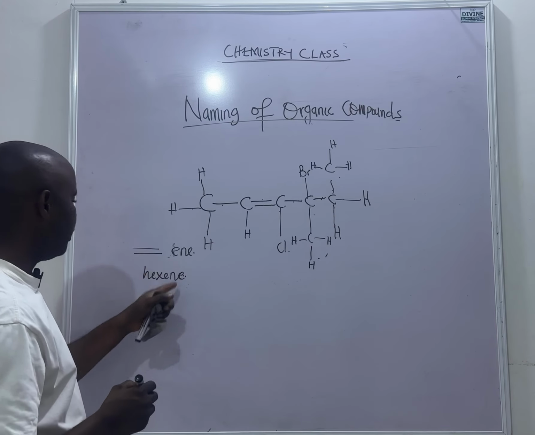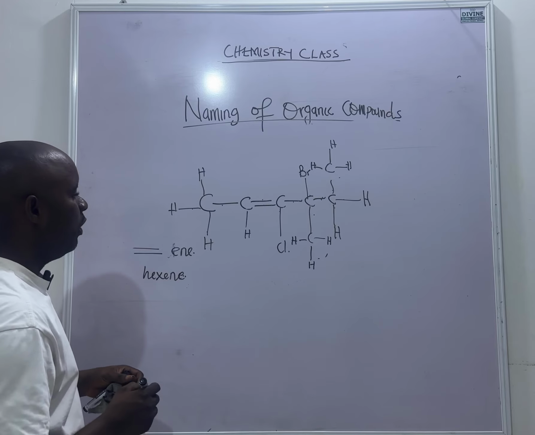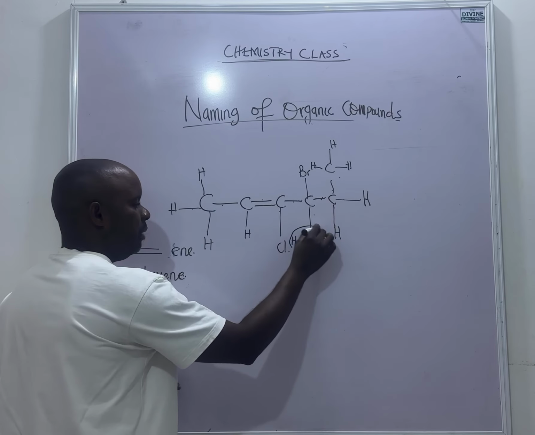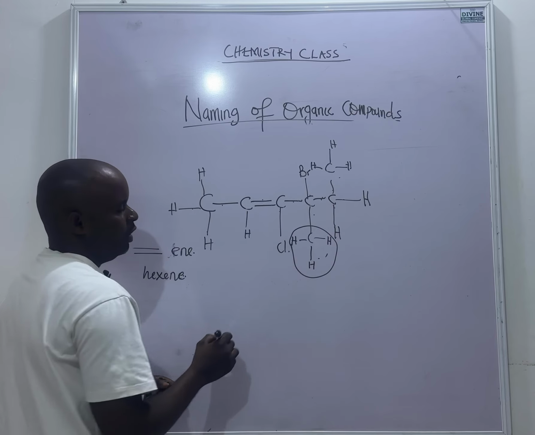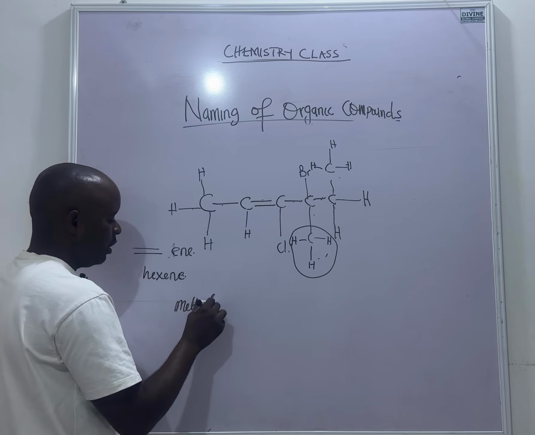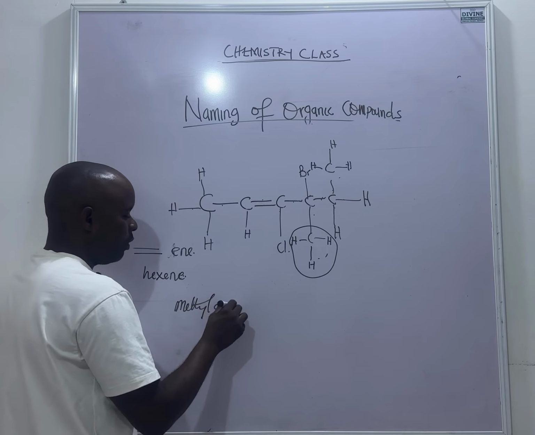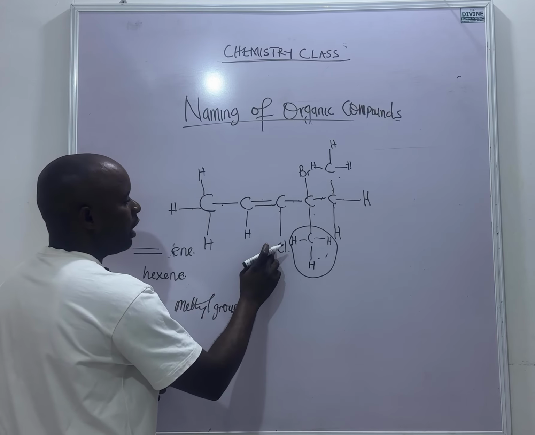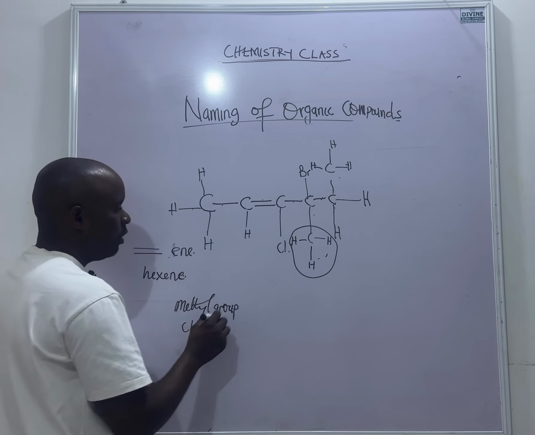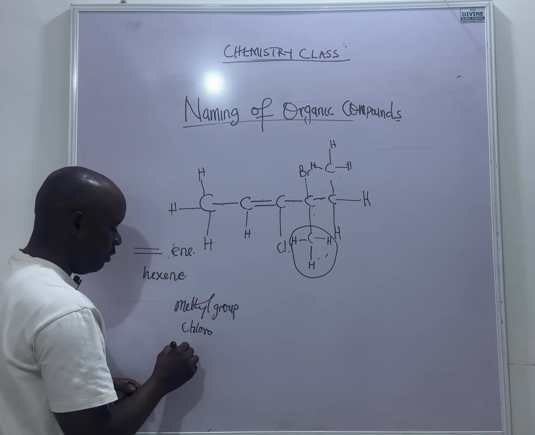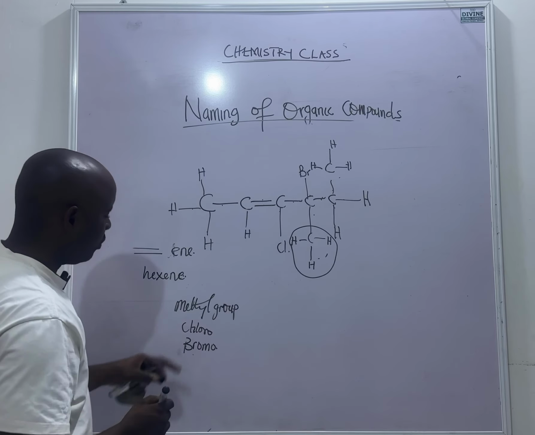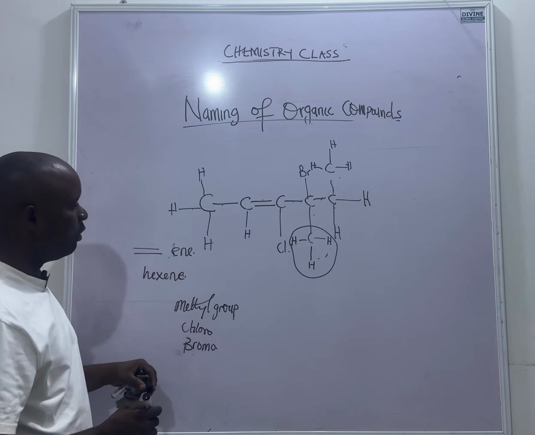In this now, we already know the parent's name. We must know the substituents that are attached. So here we have a methyl group. We have a methyl group. Here we have chloro. We have chloro here. We have the bromo group. So what do we have here? We said methyl group, chloro group, bromo group.